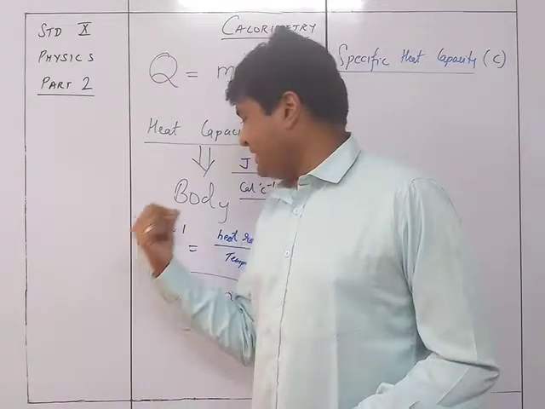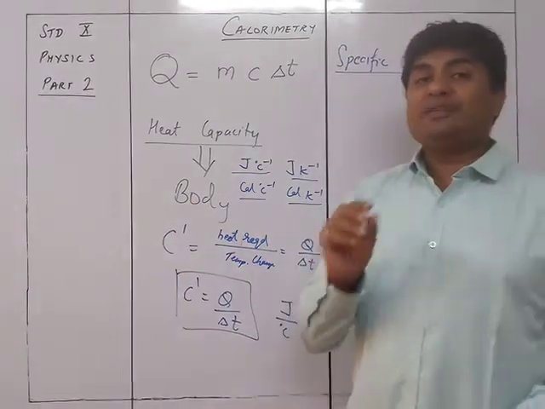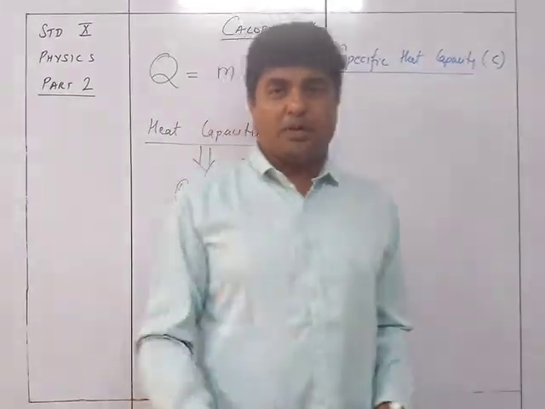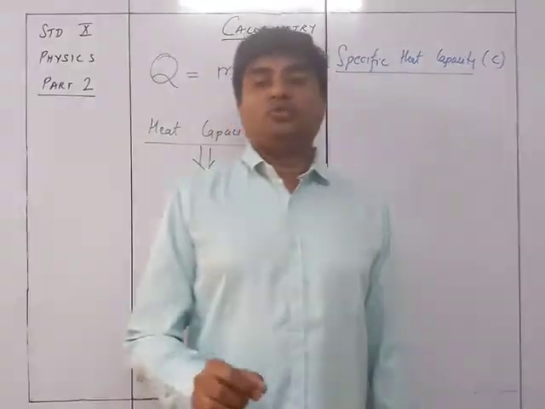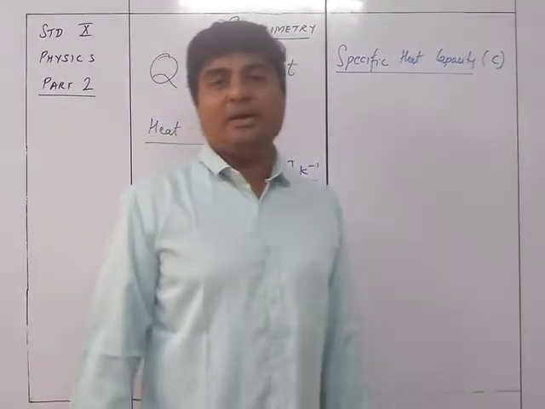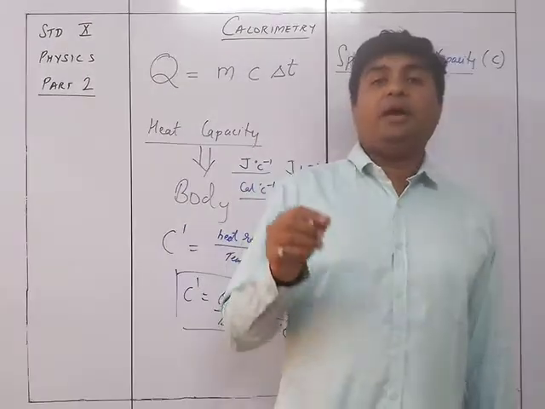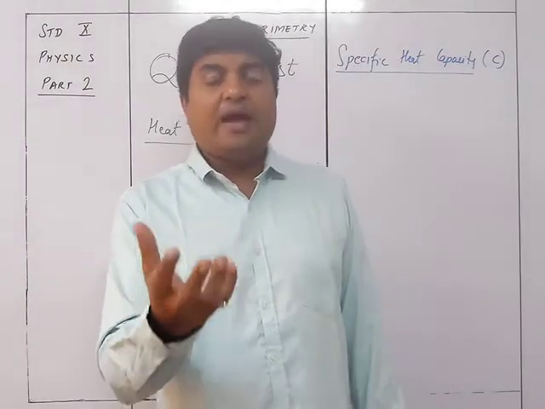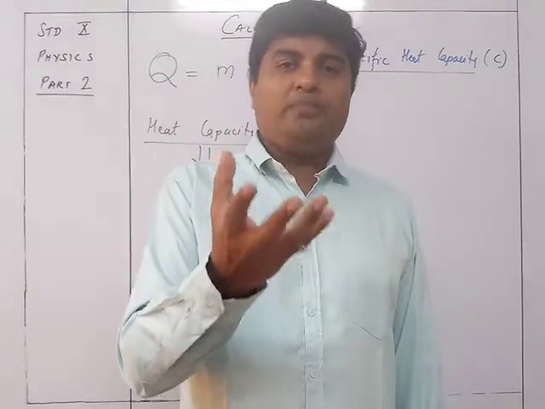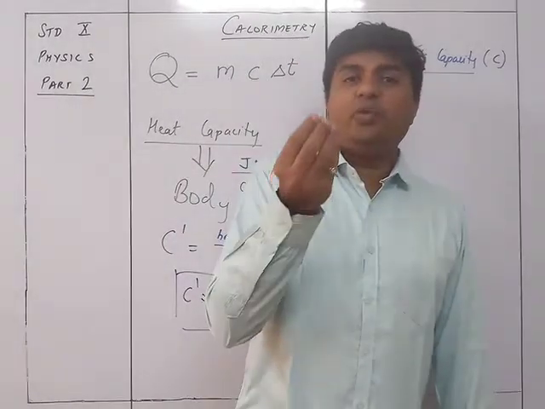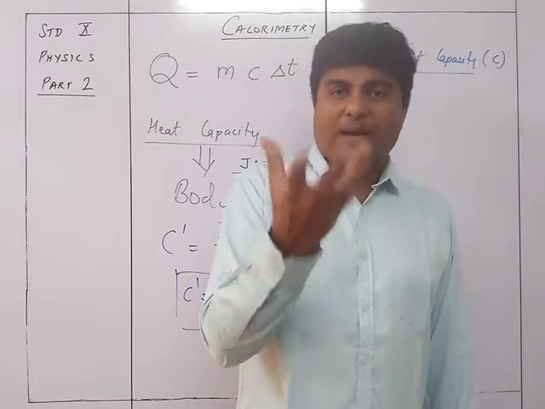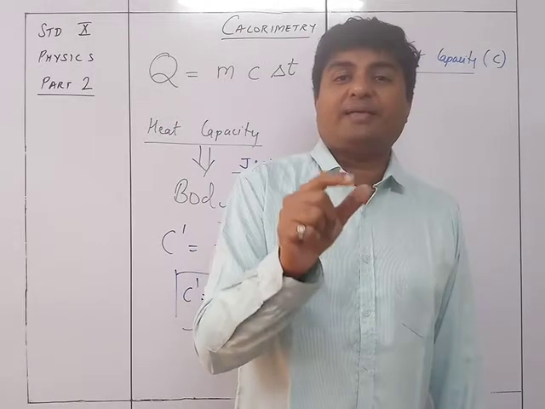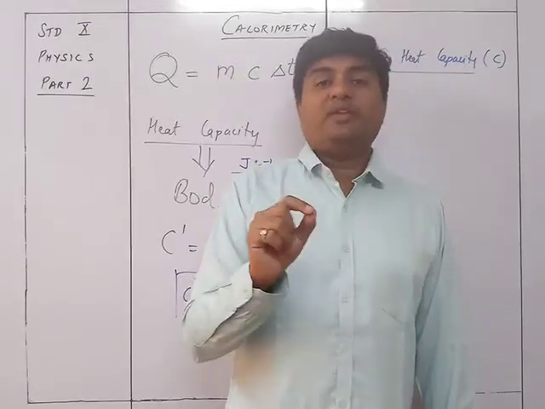Suppose the body was 10 kg, but I just want 1 kg of that particular material. Then what is the heat energy required? That is known as the specific heat capacity of the material. So when you have a material made up of only one kind of thing, and you take 1 unit of it, 1 kg or 1 gram, and increase its temperature by 1 degree Celsius, the amount of heat energy required will be the specific heat capacity of that material. So what is specific heat capacity of the material?